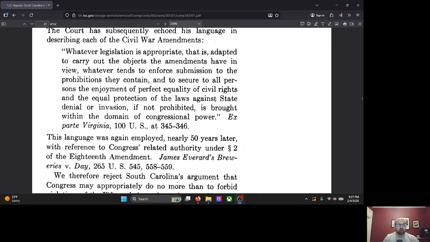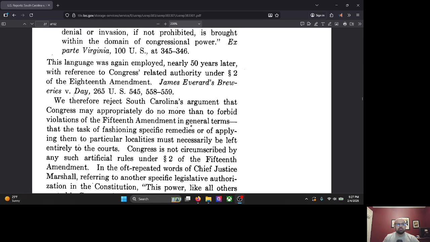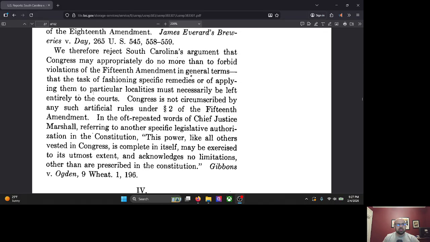of congressional power. This language was again employed nearly 50 years later with reference to Congress's related authority under subsection 2 of the 18th Amendment. We therefore reject South Carolina's argument that Congress may appropriately do no more than to forbid violations of the 15th Amendment in general terms, that the task of fashioning specific remedies or of applying them to particular localities must necessarily be left entirely to the courts.